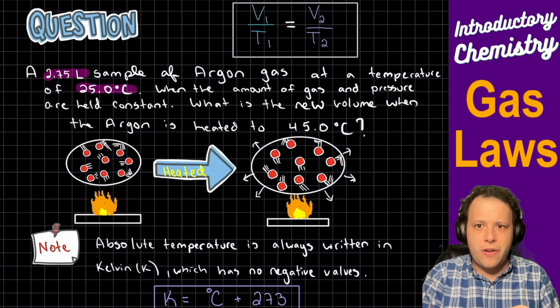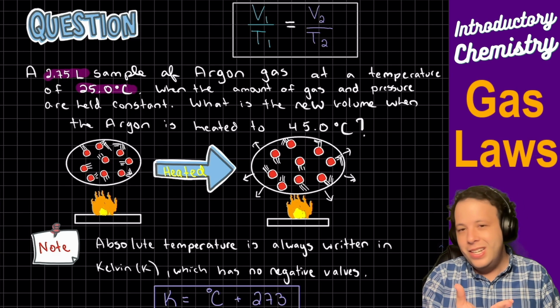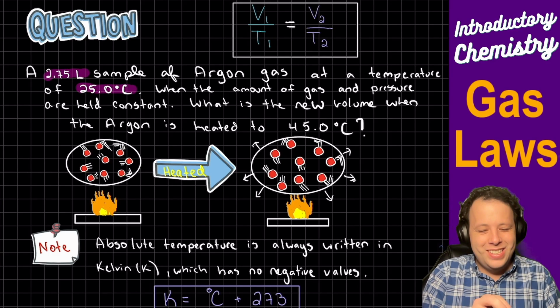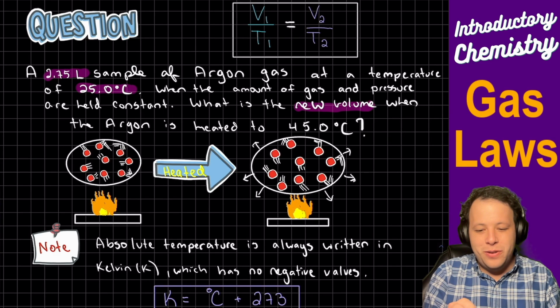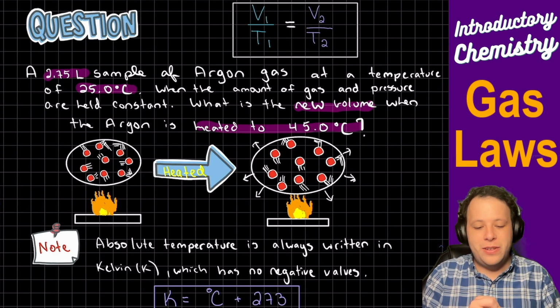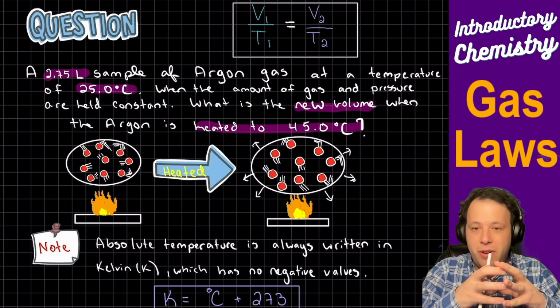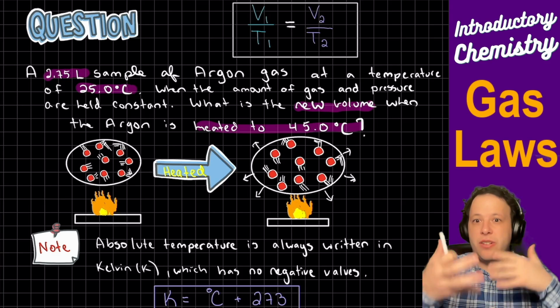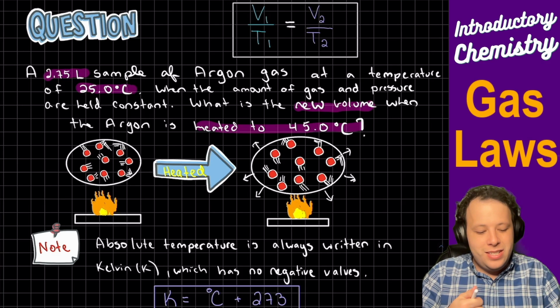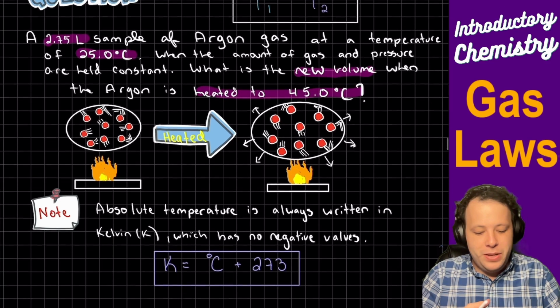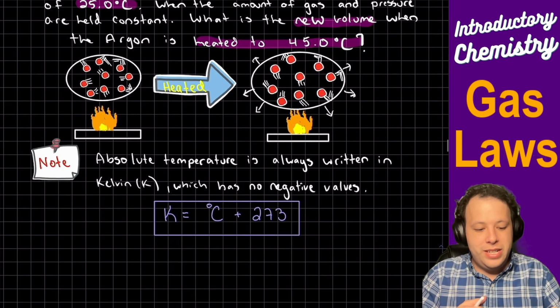This time we know it's Charles' Law, but most problems you're given, you have to pick from all of them. What is the new volume when argon is heated to 45 degrees C? So argon is being heated. This volume of gas is going to be growing because they're moving more rapidly. Now keep note, we do have to convert all these to Kelvin.